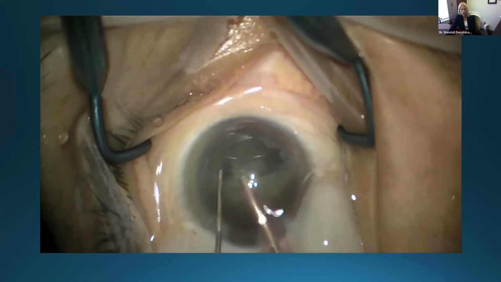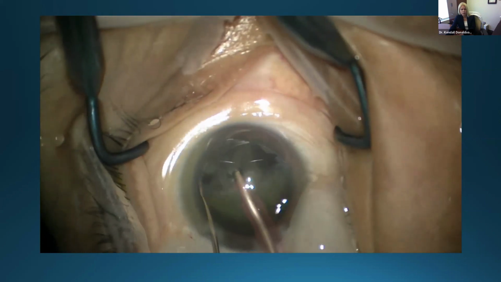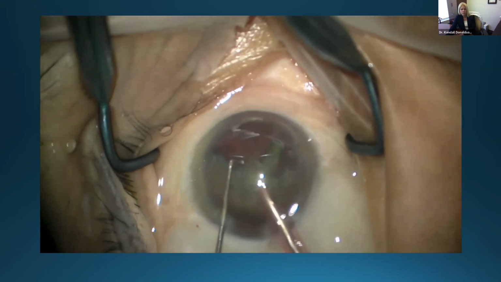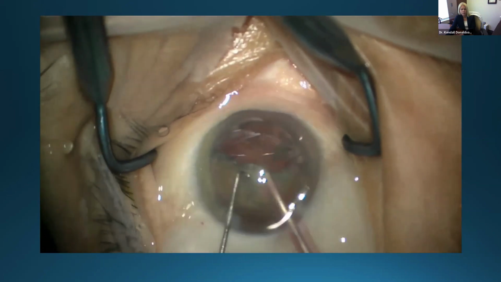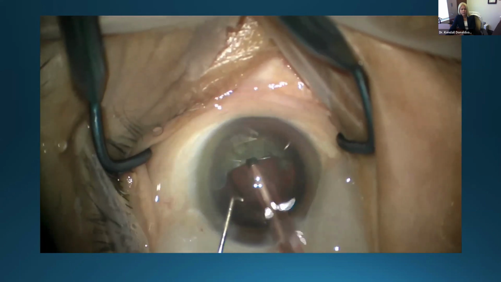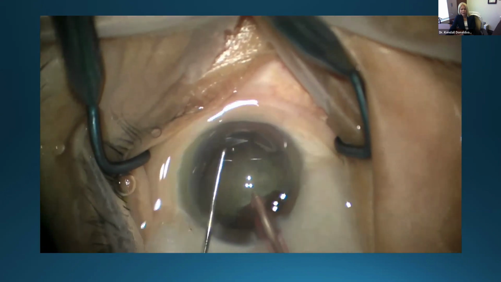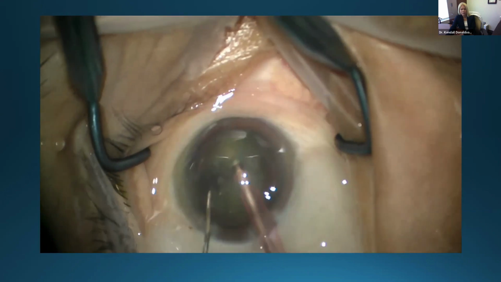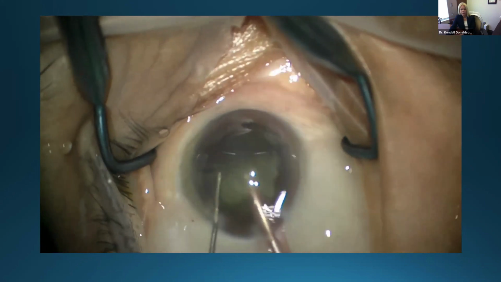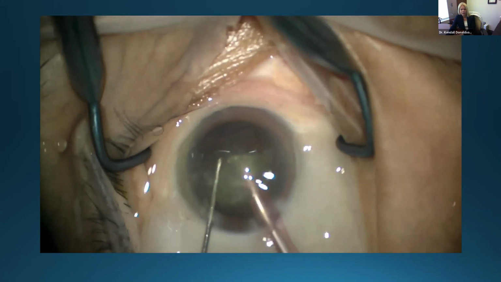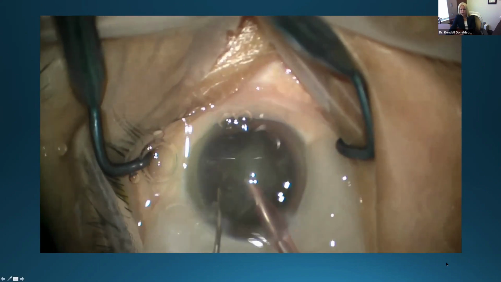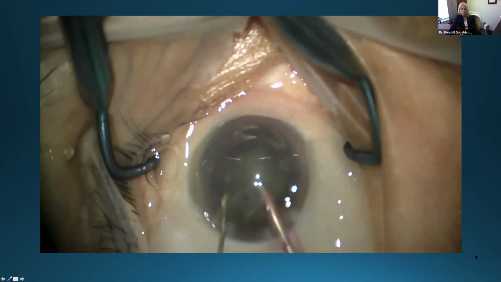So you have a central groove and then using the second instrument to do the chopping from there out. Again, high burst mode, pretty high vacuum, 575, and reaching around with the Nagahara. The more chopping you can do, the better, the less energy you're putting into the eye. So you can chop as many times as you want to get those pieces as small as possible. Let's go on a little bit more here.